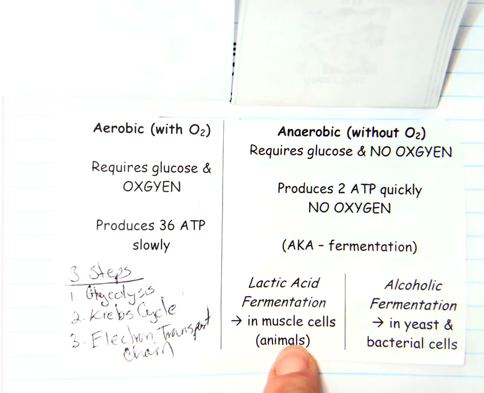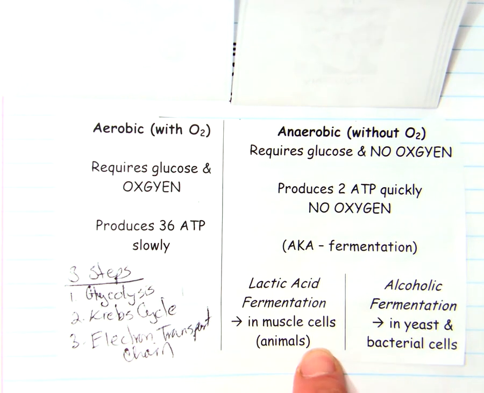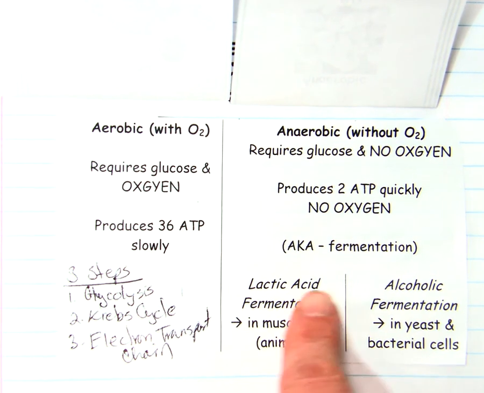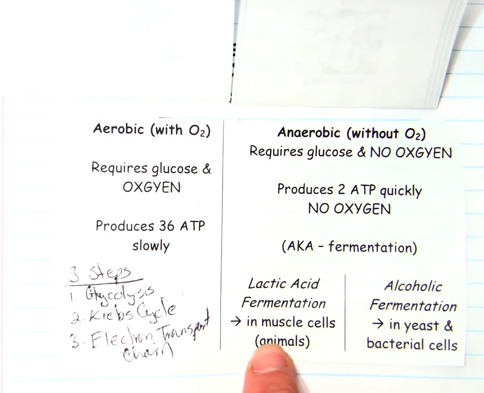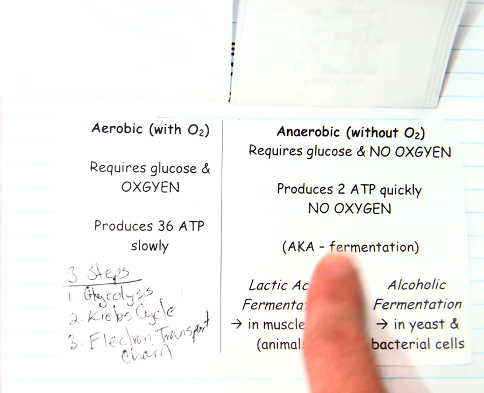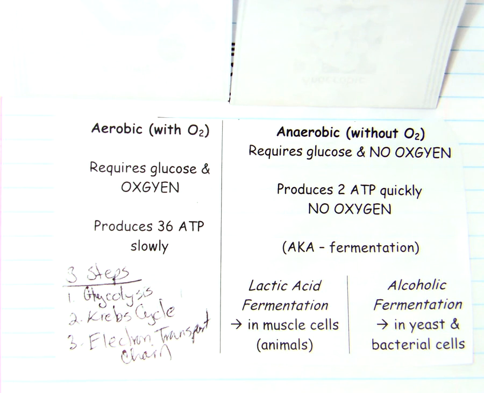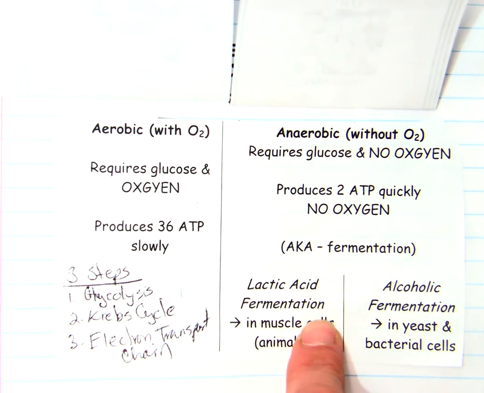When you're exercising and you start breathing hard and your heart starts racing and your muscles start to burn, that's because you're still breathing, but your muscle cells can't get enough oxygen for all that exercise. So your muscles start to burn. They go through anaerobic because they need that energy quick. You're out running.